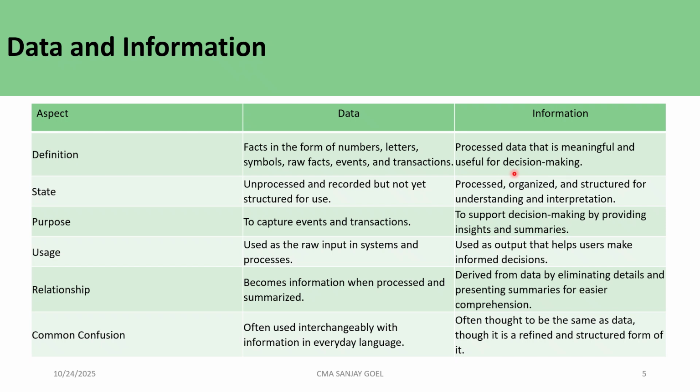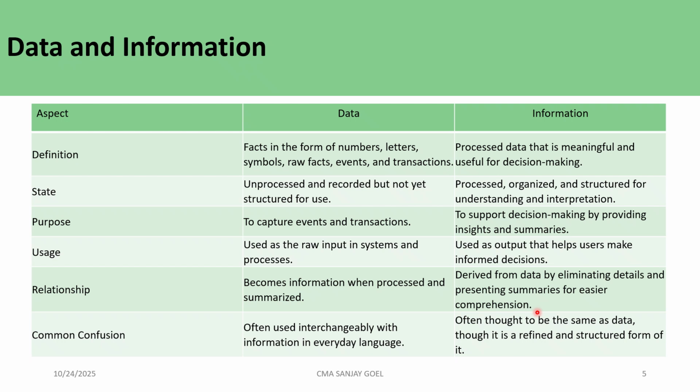Information. When data is structured and meaningful, it is useful for decision making. State: processed, organized and structured for understanding and interpretation. Purpose: decision making. Uses: used as output that helps users make informed decisions. Relationship: derived from data by eliminating details and presenting a summary for easier comparison.